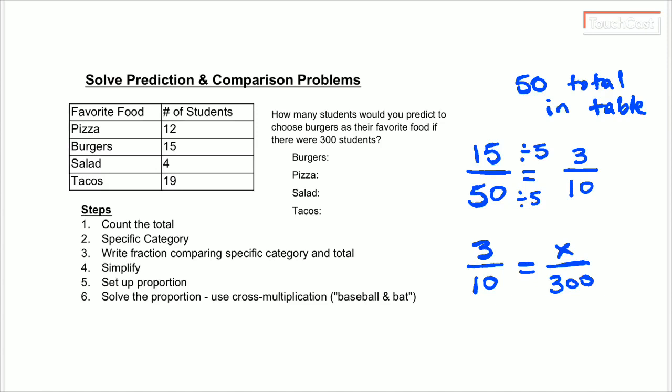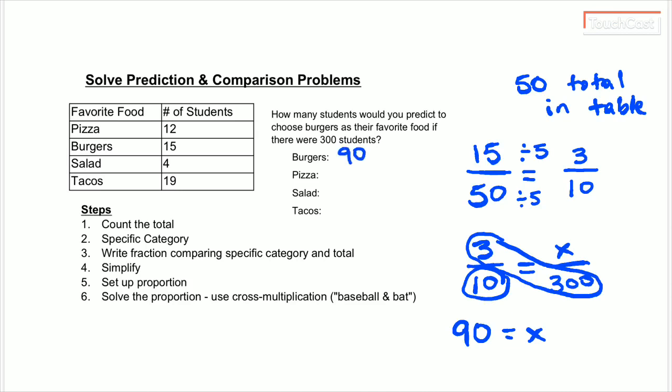So we're going to solve this proportion using cross multiplication, or as I refer to it in class, baseball and bat. We're going to multiply 3 and 300. Those two numbers make up the bat, and then we're going to divide by 10. That's the baseball. After we do all of that math, we wind up with 90. So therefore, we would predict that 90 students would choose burgers.